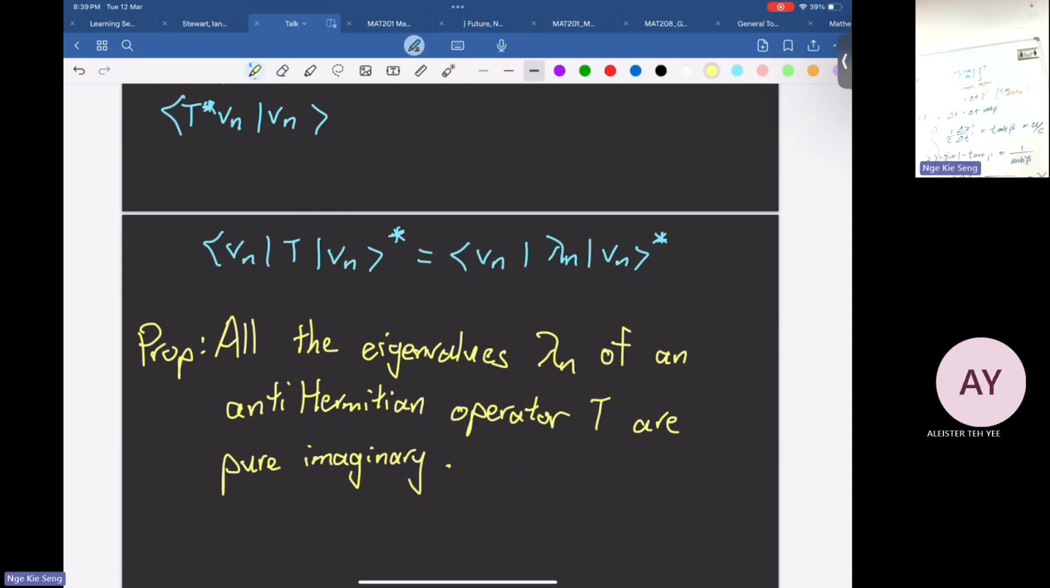So I want you to remember: if you have a Hermitian operator, your eigenvalues are real, and if you have an anti-Hermitian operator, your eigenvalues are pure imaginary. You can imagine that for the anti-Hermitian case, you have T star equals to minus T. So that minus sign will change the condition to the number satisfying conjugate equals to minus of the original number. And this is the pure imaginary number that satisfies this property here. Okay, I think we're all good now.